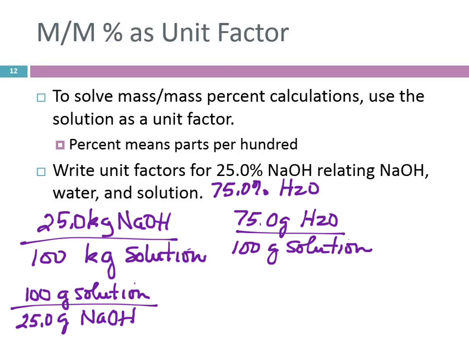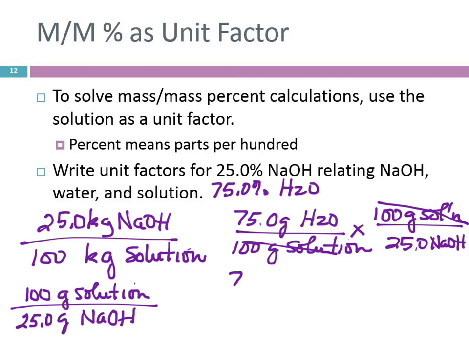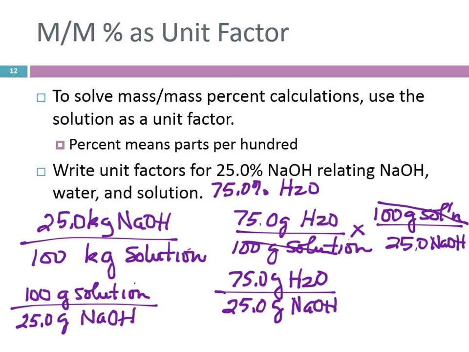Well, there's different ways to think about this. What if we took this one and multiplied it by this other one? What if we took those and multiplied them? These would cancel, right? And we get 75 grams of water per 25 grams of sodium hydroxide. I left the unit out.